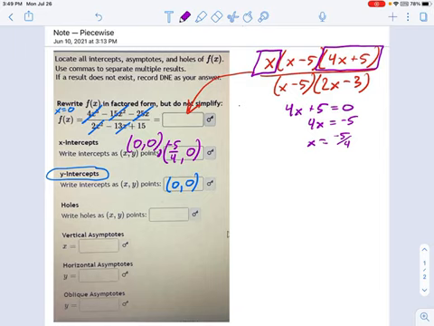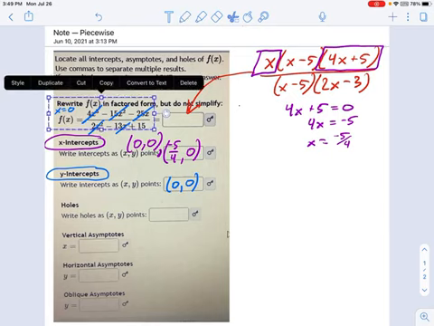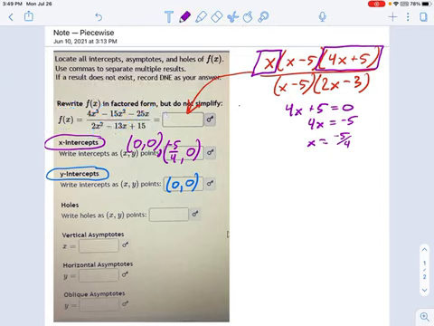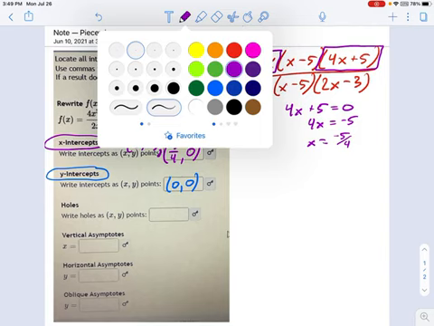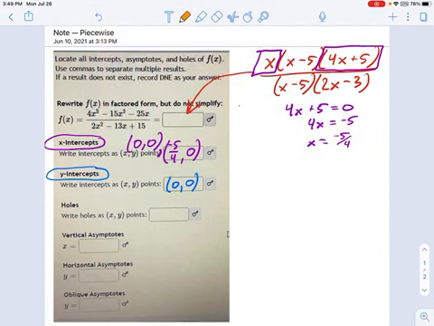All right, so that's x-intercepts and y-intercepts. Let's move on to, I don't know what's next. Oh, we got a hole in the function. Okay, so I'll use orange for this one. And I see a factor which is on both the top and the bottom right here, x minus 5. So that tells me the x location of the hole, which is 5.